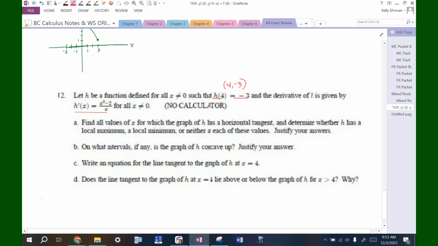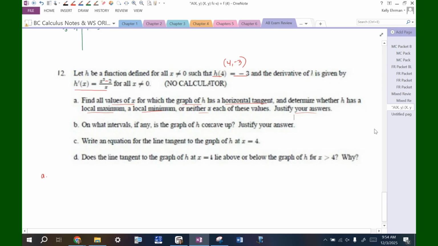So part A. We don't know h, but we do know h prime. Find all values of x for which the graph of h has a horizontal tangent and determine whether h has a local max, local min, or neither. Justify. All right, so first let's find the horizontal tangent. Sometimes I justify first to get my brain flowing here. So h has a horizontal tangent when h prime equals 0.